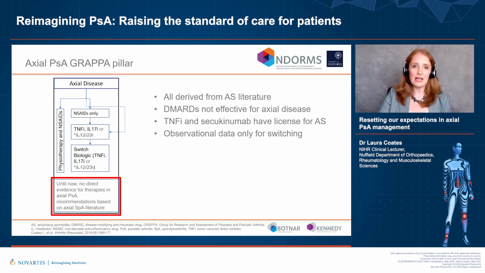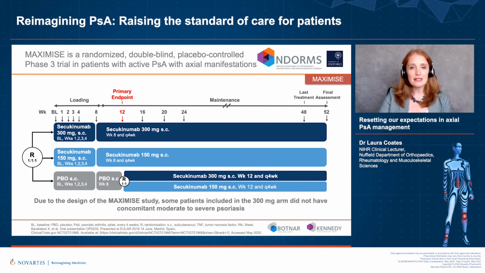Now, obviously, one of the big issues we highlighted back in 2015 in these recommendations is that we don't have any direct evidence in axial psoriatic arthritis. The good thing is that since 2015, this has now changed. So this slide shows the design of a study called MAXIMISE, which looked at secukinumab versus placebo in people with axial psoriatic arthritis. So these patients were randomized into 3 equal groups, either placebo, secukinumab 150 milligram, or secukinumab 300 milligrams. So the 2 doses that are commonly used in psoriatic arthritis.